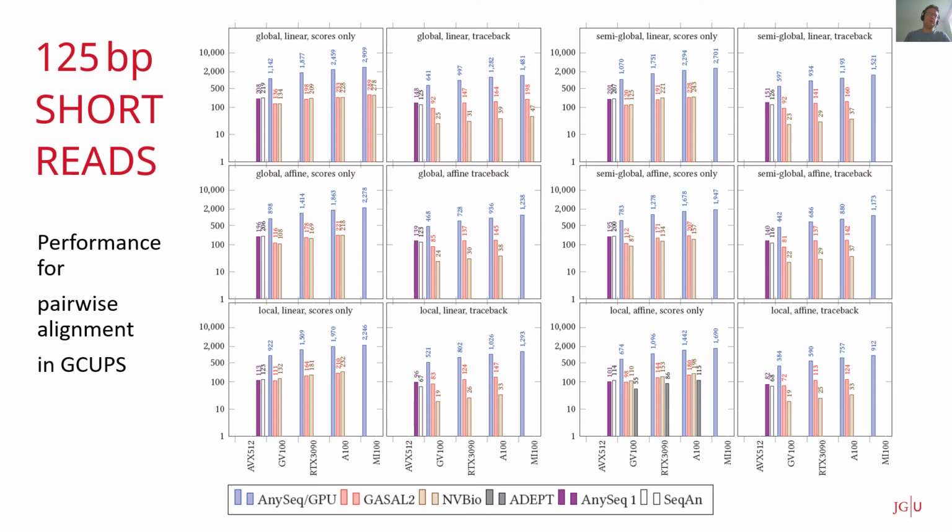And in the bottom row, we can see the results for local alignments, which are slower still, because we also have to keep track of the current best alignment score within the DP matrix. So overall, global linear scores-only alignment is the fastest scenario, and local affine with traceback is the slowest, which is to be expected. We see that AnySeq outperforms all other libraries in all scenarios. And also note that not all libraries support all types of alignment, which explains some missing bars.